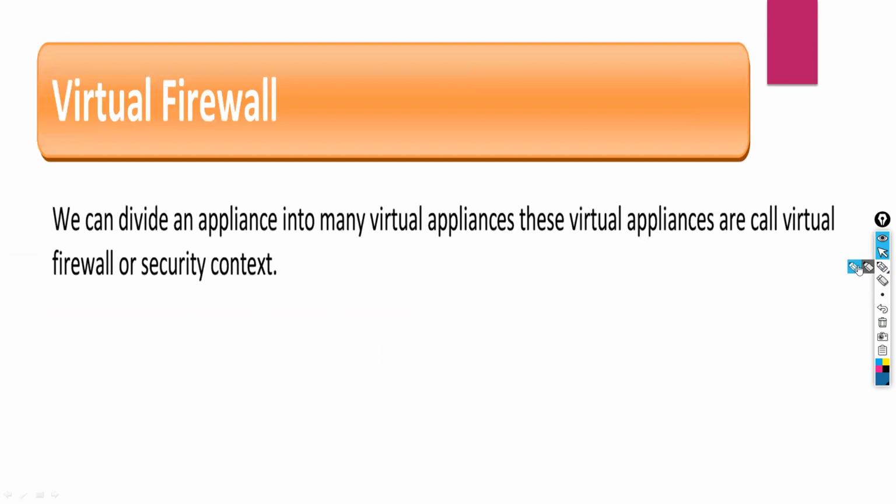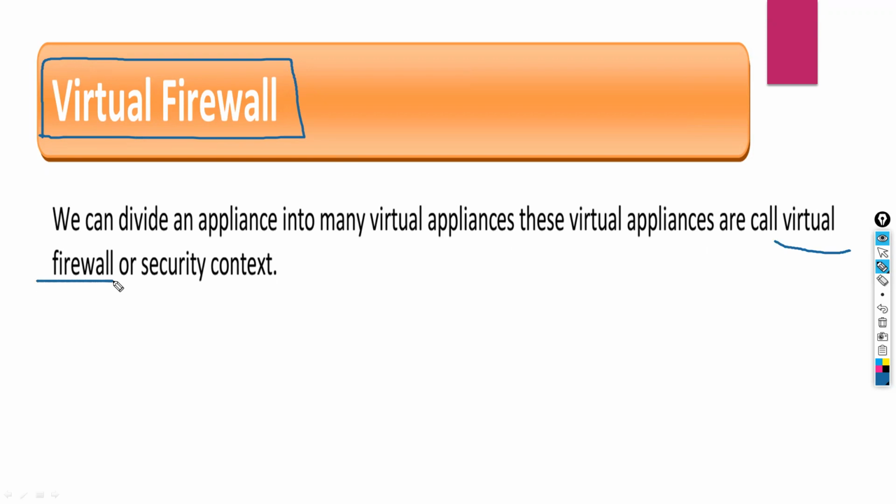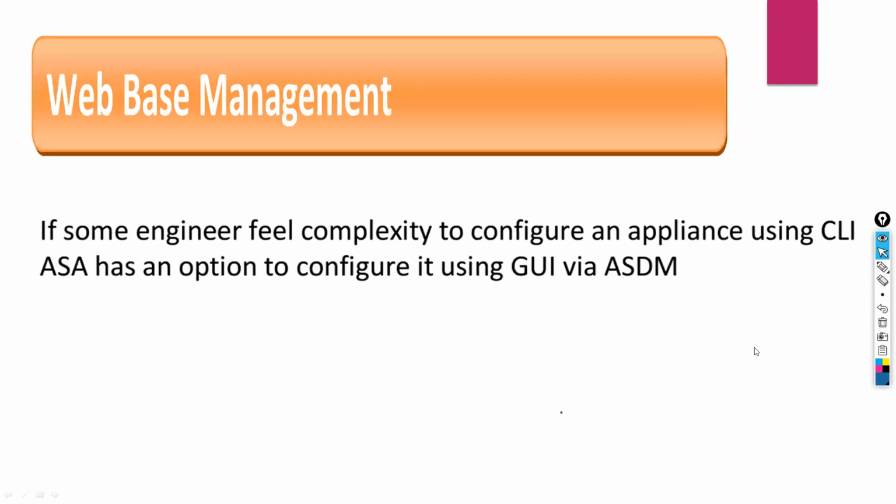Now, the virtual firewall. Remember, I told you we have a virtual firewall technique. We can divide our single firewall box into multiple virtual contexts. You will get the same topic in Fortinet, called the VDOM concept. We can divide an appliance into many virtual appliances, called virtual firewalls or security contexts. For example, you have a marketing context, sales context, HR context.